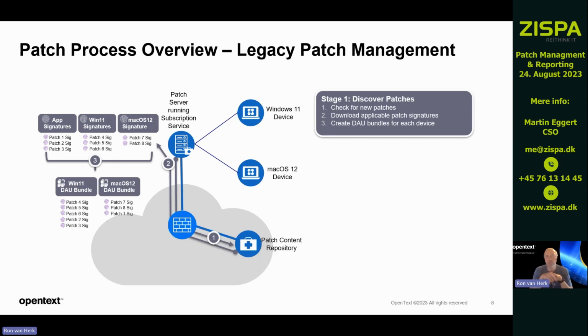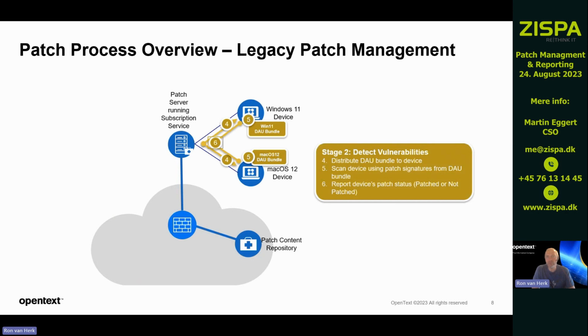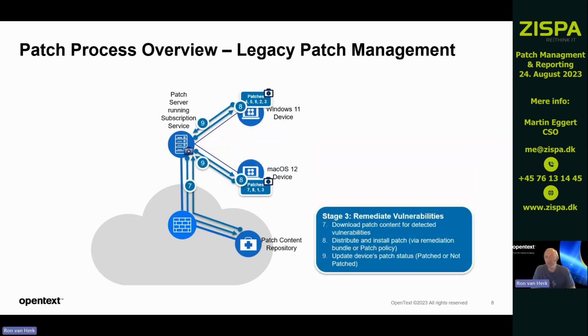Based on that information, it would create something that was called the DAU, the Discover Applicable Updates. That would then be used on the workstation to scan the workstation. So the DAU was a bundle that we generated. It would be distributed to workstations, and it would do the scan for those patches that are needed based on what was in this DAU file. After that, the information was sent back to the server, and that's put into the database. Step 3 was that you then have your patch policies. The workstations would run the patch policy, and then patches would be applied.